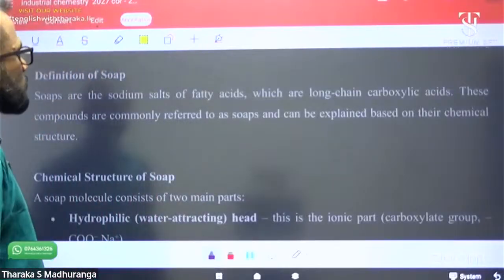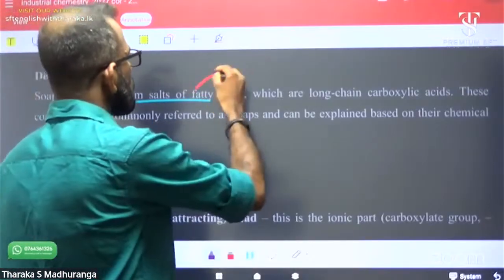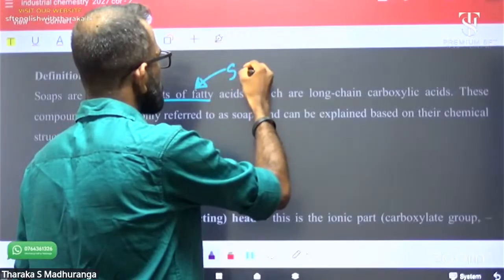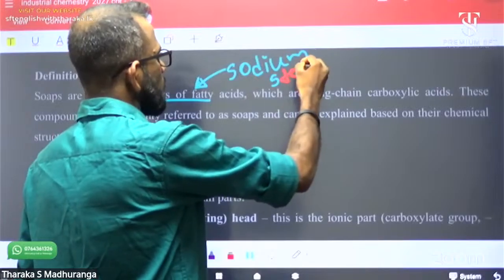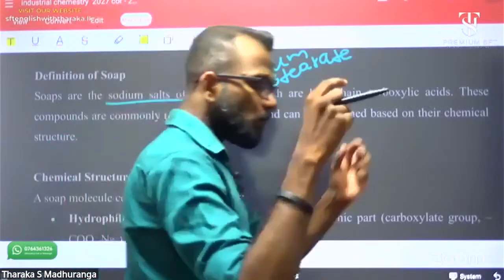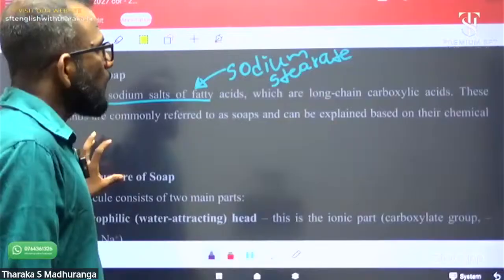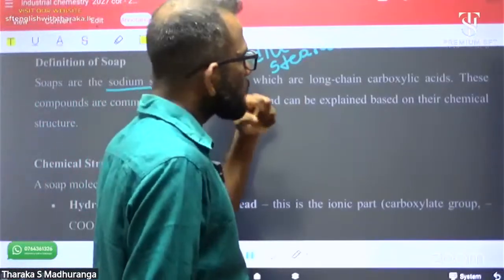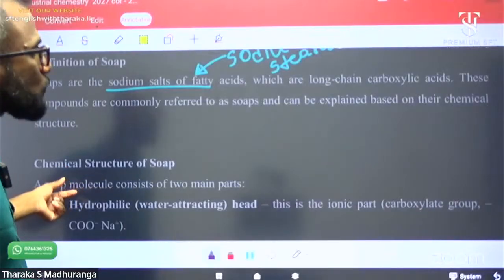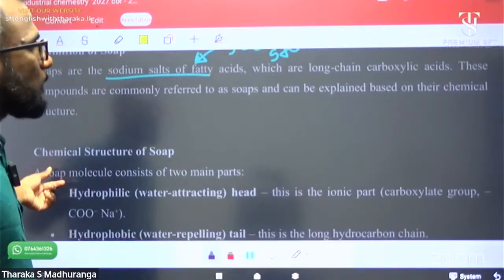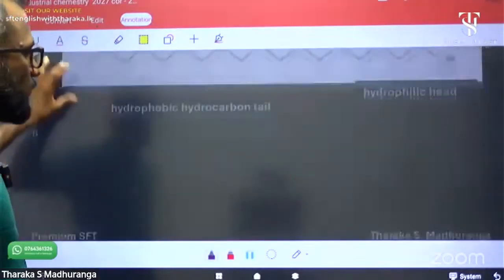Okay, the definition of soap. Soaps are the sodium salt of fatty acid, which are long chain carboxylic acids. We call it sodium stearate, which you can learn later. These compounds are commonly referred to as soap and can be explained based on their chemical structure. Okay, that we can discuss later.